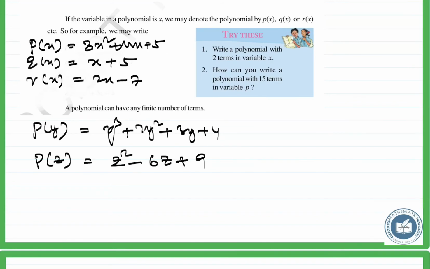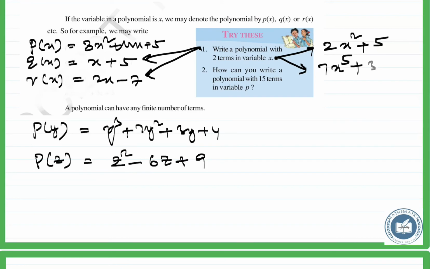Okay. Now write a polynomial with two terms in variable x. Two terms in variable x. So these two examples you can write here: x plus y. Or some more you can write here. Degree need not be mentioned, so any degree you can write: 2x square plus 5, 7x to the power of 5 plus 3x square. You can write only two terms here, in variable x.